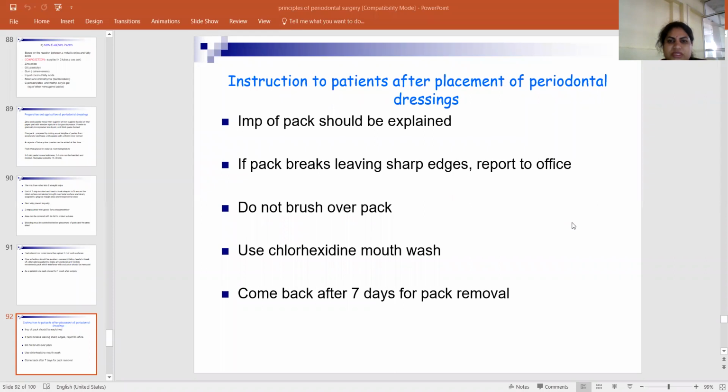Instructions to the patient after placement of periodontal dressing: first of all, the importance of the pack should be explained clearly, including why the pack is applied on the area. If the pack breaks, leaving sharp edges, they have to report to the office or come to the dental clinic. Do not brush over the pack. Use chlorhexidine mouthwash and come back after 7 days for pack removal.